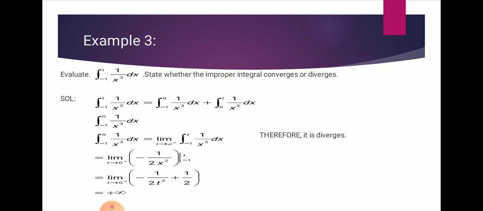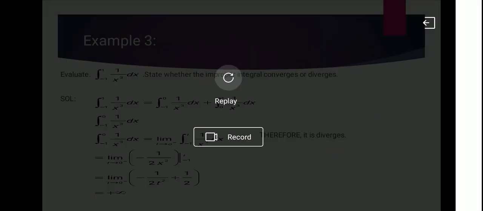Next, evaluate the antiderivative. The result is the limit as t approaches 0 from the left of negative 1 over 2t squared plus 1/2. The result is positive infinity. Therefore, it diverges. So thank you for watching. That's all.